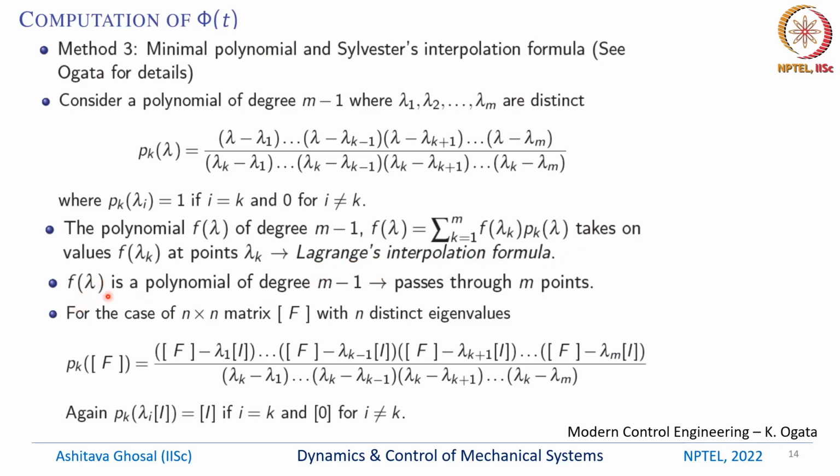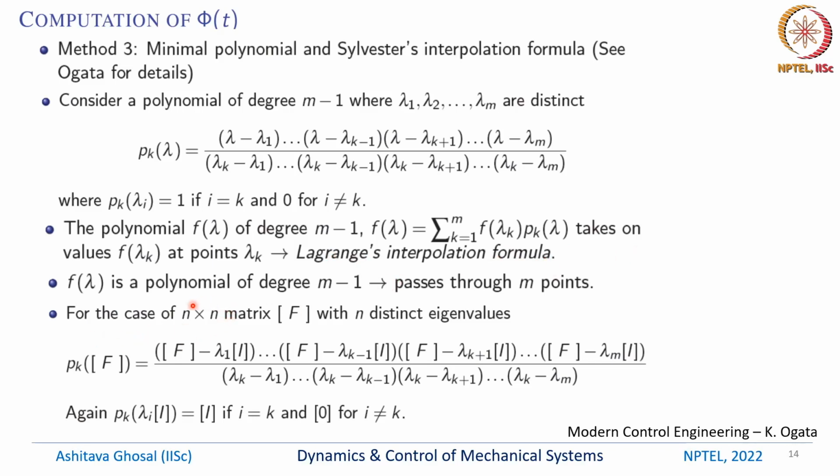So what is f of lambda? This is a polynomial of degree m minus 1. So hence it passes through m points. So this is a little bit of background that we are going to use, this notion of the Lagrange's interpolation formula, in a special way to obtain the state transition matrix, or e to the power Ft.